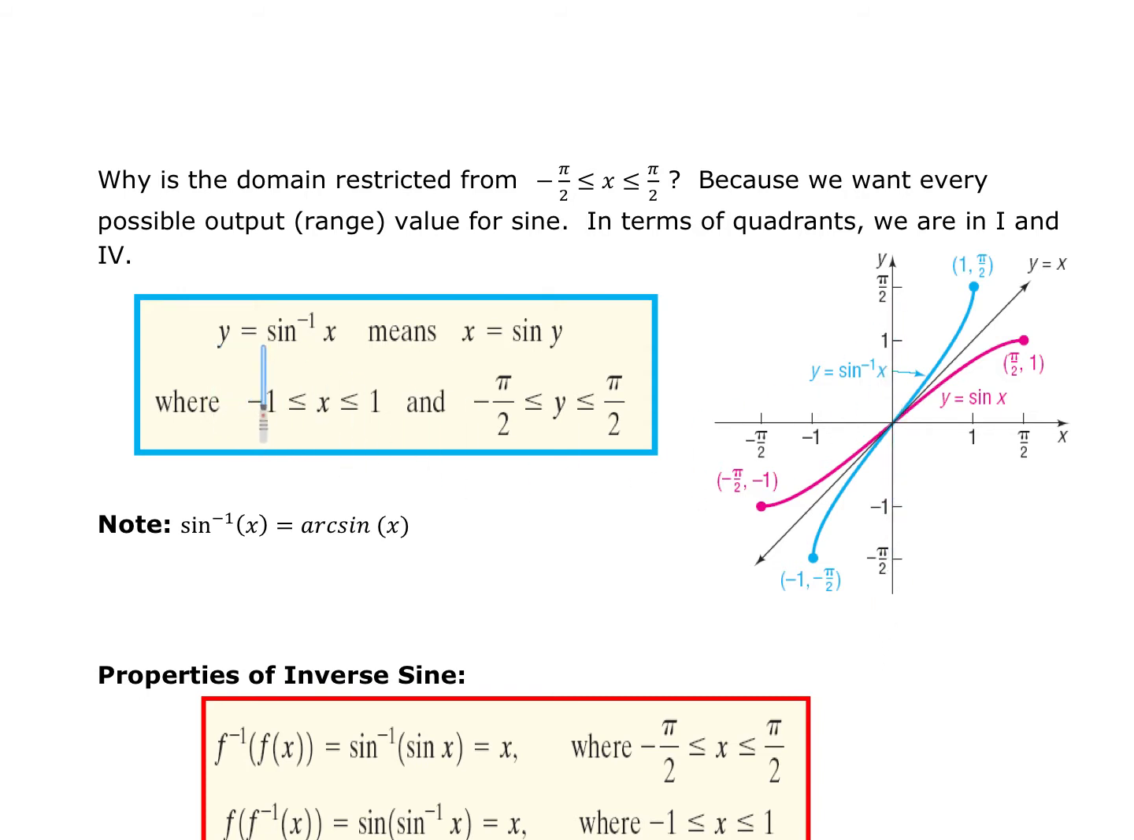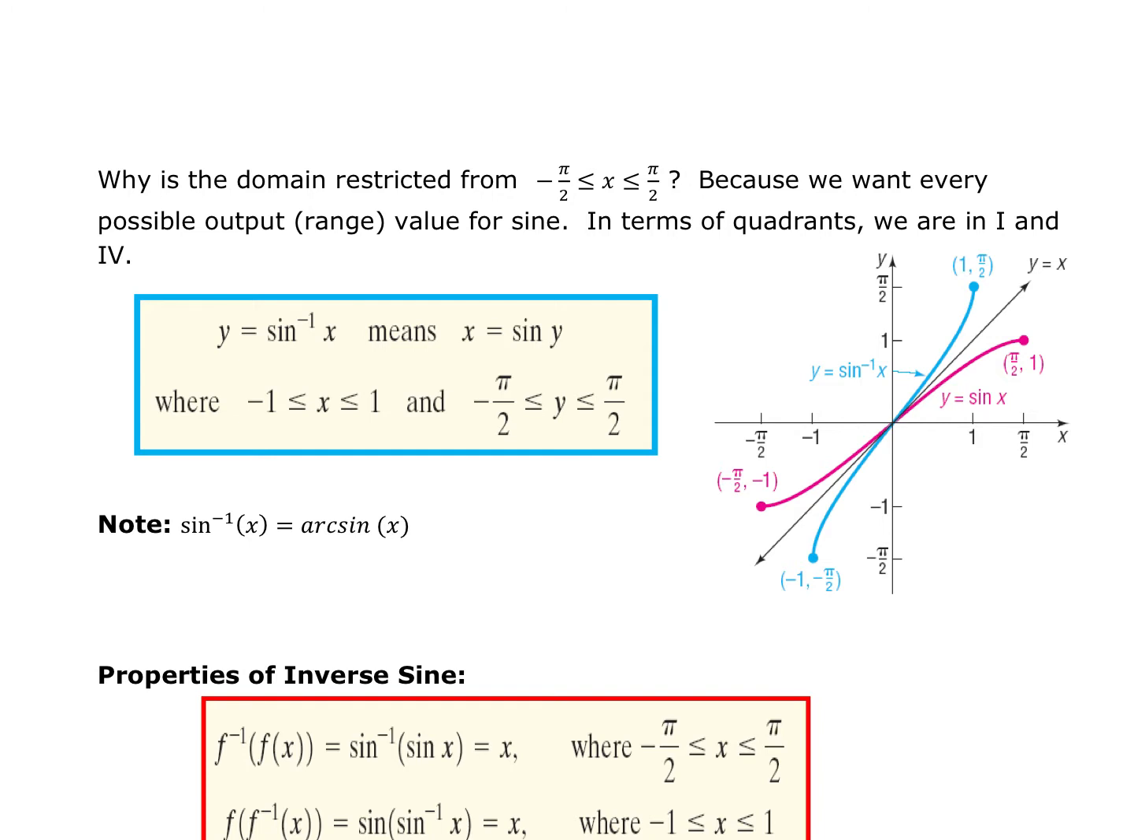So when we see y is equal to sine inverse of x, that means that x, which is the ratio, is equal to the sine of the angle. X, my inputs, are from -1 to 1, and my outputs in inverses are -pi/2 to pi/2. Just as a note, you might see it written as sine inverse this way, or arc sine.